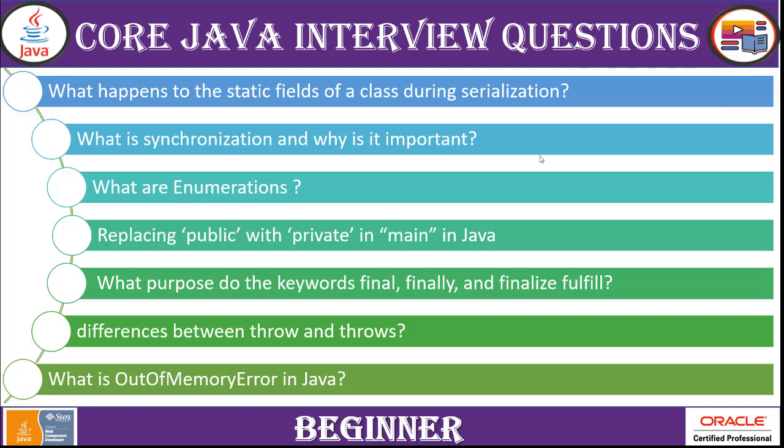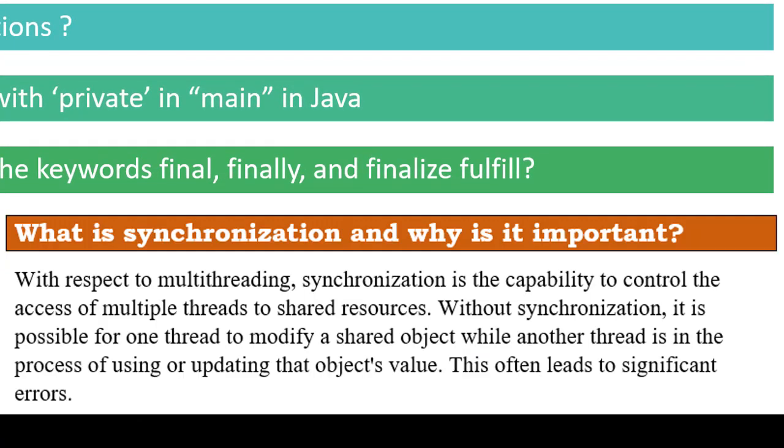What is synchronization and why is it important? With respect to multi-threading, synchronization is the capability to control the access of multiple threads to shared resources. Without synchronization, it is possible for one thread to modify a shared object while another thread is in the process of using or updating that object's value.